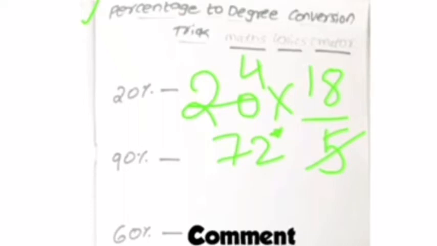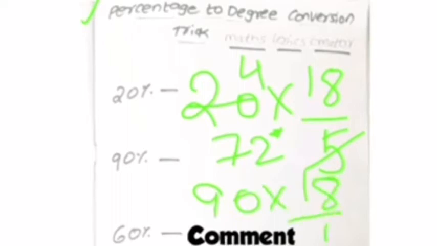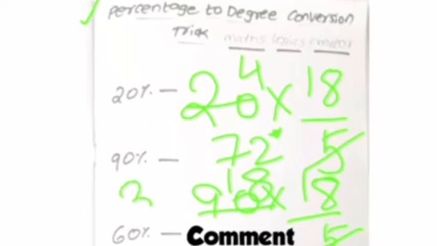In a similar way, if you want to convert 90% into degrees, take that 90 and multiply it by 18 by 5. Cancel it: 5 goes into 90 exactly 18 times, so 18 into 18 is 18 square, which is going to be 324. So 90% can be written as 324 degrees.